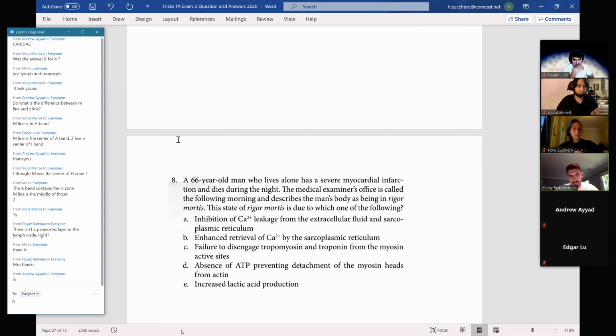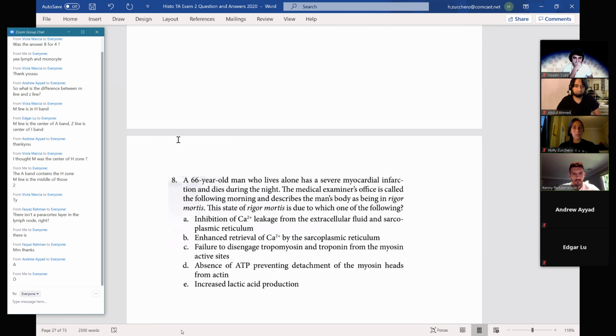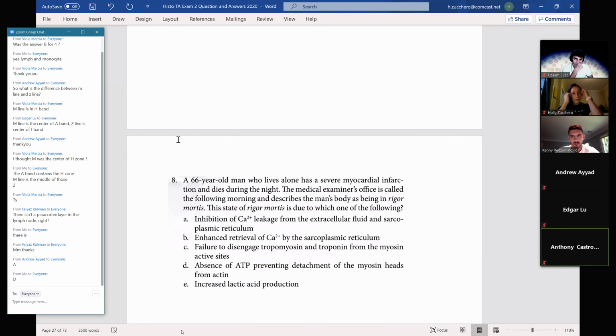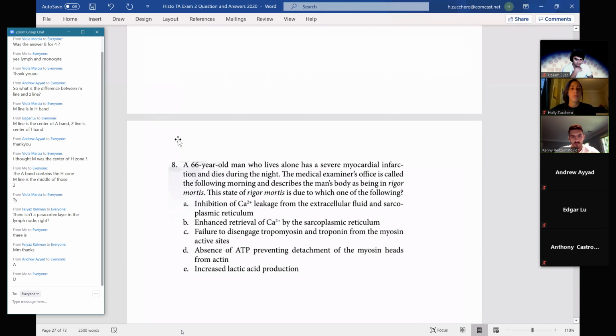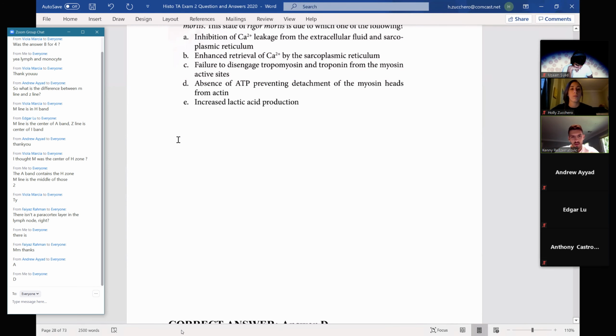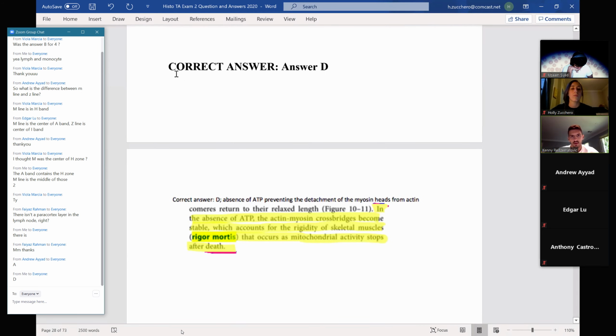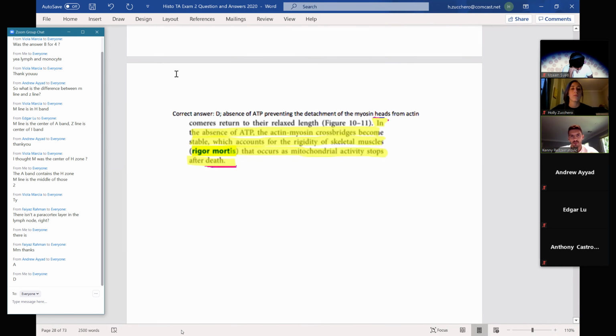Any ideas? D, yes, in the chat, D. That's correct. So it's going to be the absence of ATP that's preventing the detachment of the myosin heads from the actin. So upon death, the mitochondria obviously stop producing ATP, and it's that essential ATP that binds to detach the actin and myosin cross bridges.